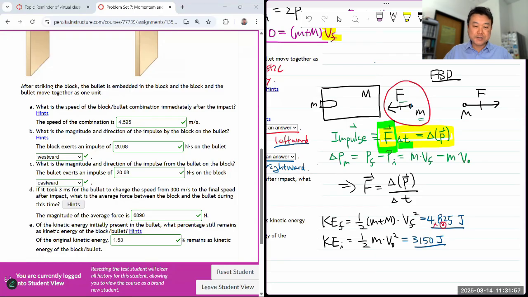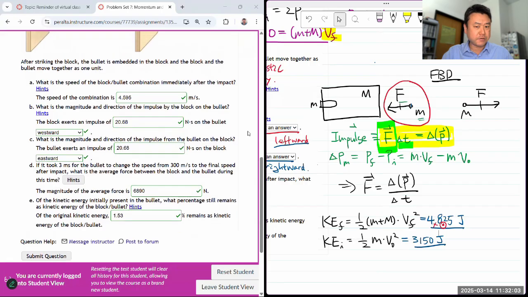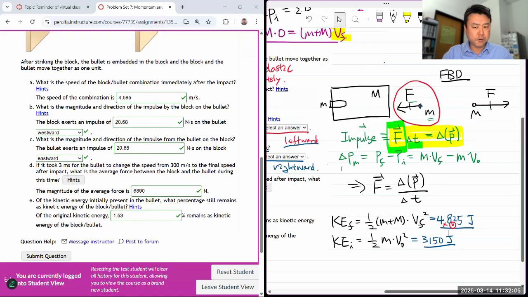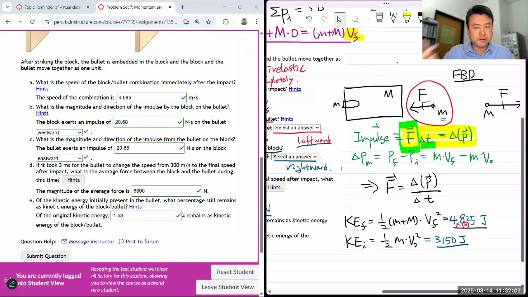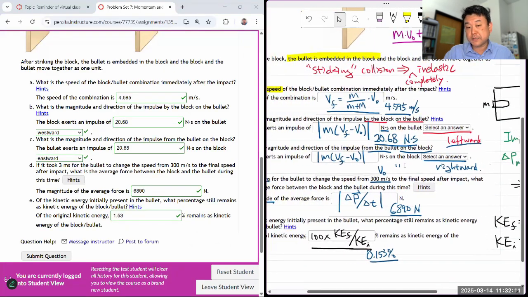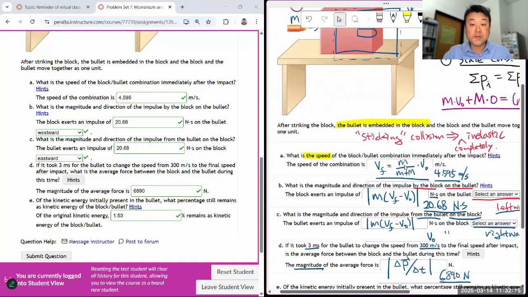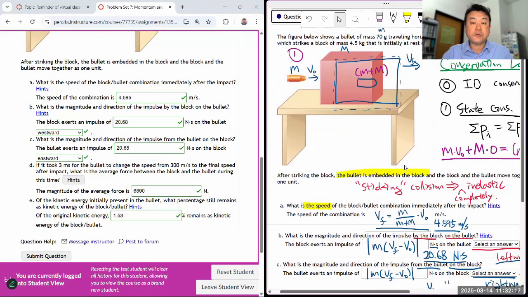So yeah, that's this question. It's got a lot of parts and it asks you to understand all the connections between impulse and force, and it's not that difficult of a question. It's just long and it requires you to remember all the definitions relating to sticking collisions.